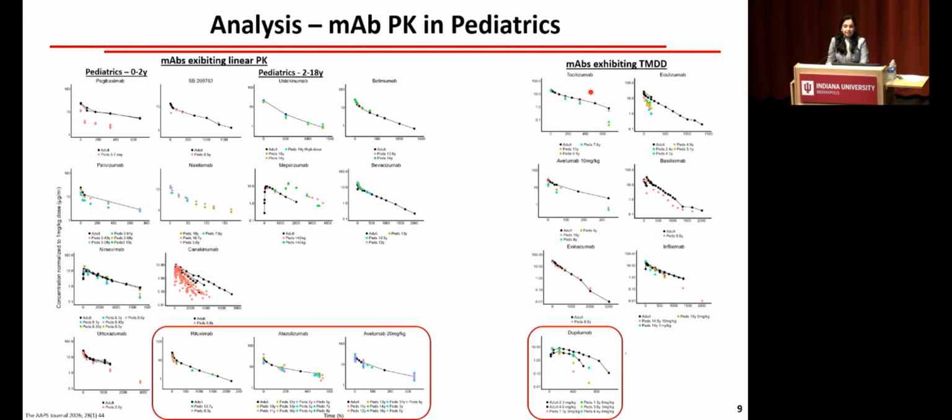This really highlights that TMDD processes can be highly age dependent and really need to be taken care of. This is further confirmed by the result that, within these TMDD exhibiting antibodies, if you give higher doses where they show linear PK, then the PK really starts overlapping with that of adults, further highlighting that TMDD is a highly age dependent process. For antibodies like dupilumab, which are given extravascularly, we also see higher absorption taking place within these antibodies.